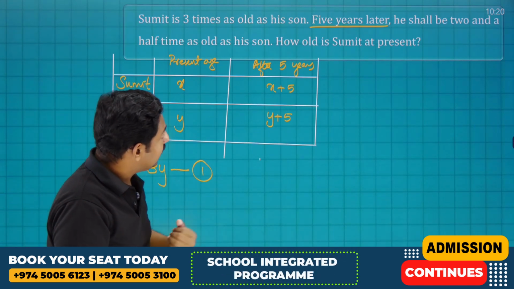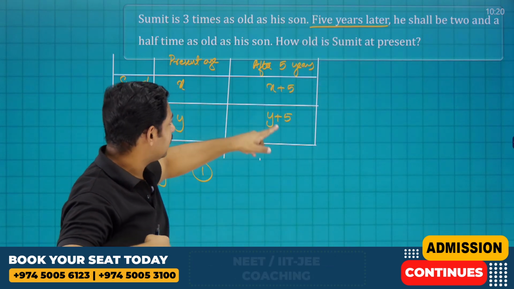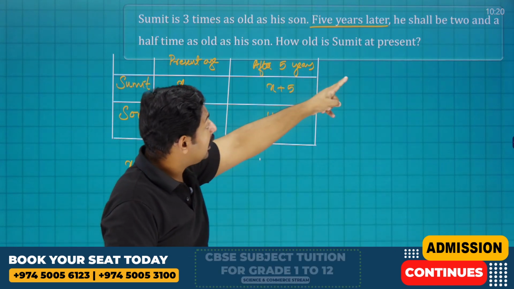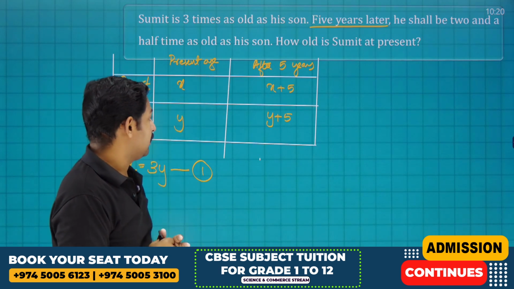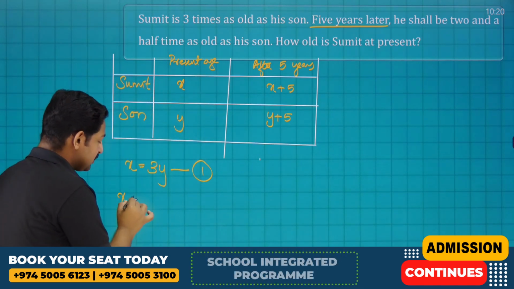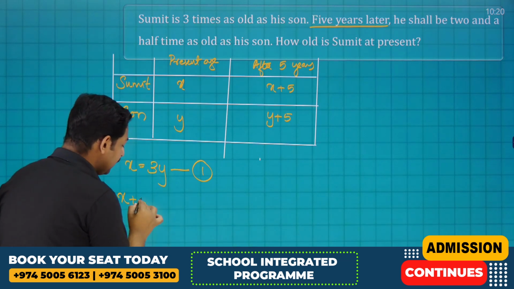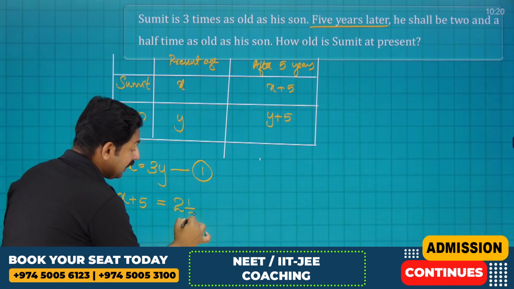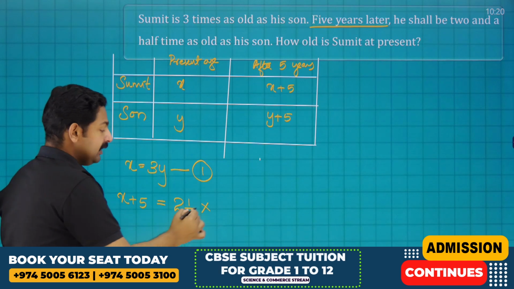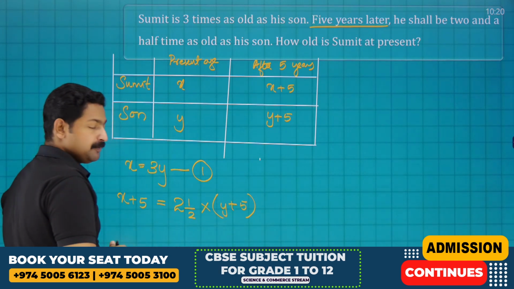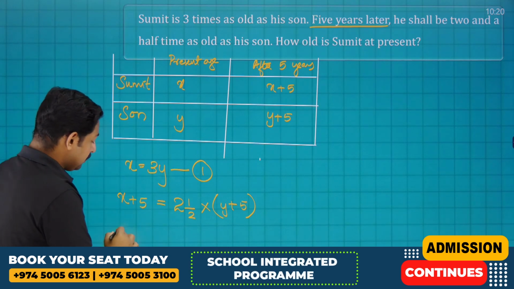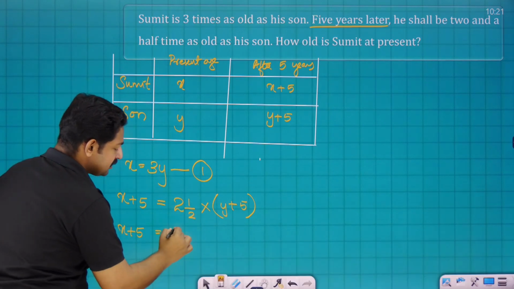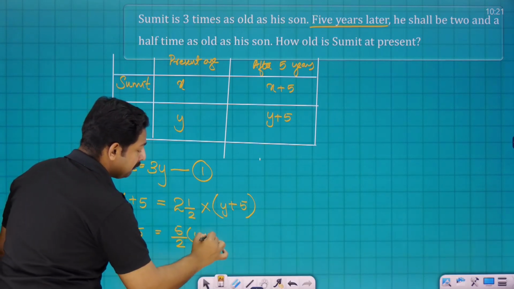Now, next it is given that 5 years later, Sumit's age is X plus 5 and his son's age is Y plus 5. 5 years later, he shall be 2.5 times as old as his son. So X plus 5 is equal to 2.5 times his son's age at that time, Y plus 5. That is the relation given. Now in the next step we can write X plus 5 is equal to 2.5, which is in mixed form, so we can convert it into improper, that is 5 by 2. So 5 by 2 times Y plus 5.